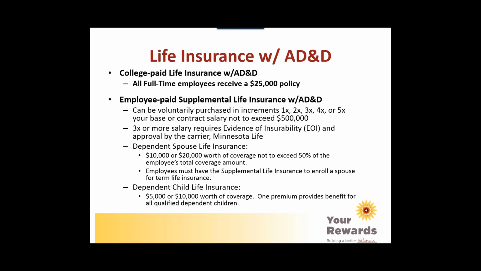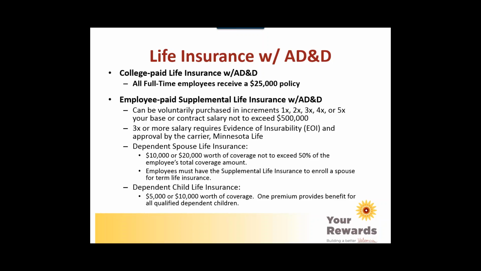Life insurance: the college will pay basic life insurance with accidental death and dismemberment. It's a $25,000 policy, but as an employee you can also purchase supplemental life insurance. It can be in increments between 1 to 5 times your base or contract salary, not to exceed $500,000. If you need 3 times or more, you will need to fill out an evidence of insurability. Also, if you add this benefit, you will need to do an evidence of insurability. If you add that for the 2016 year by the carrier Minnesota Life, that information will be located in the Benefit Focus portal on how to fill out those instructions online.